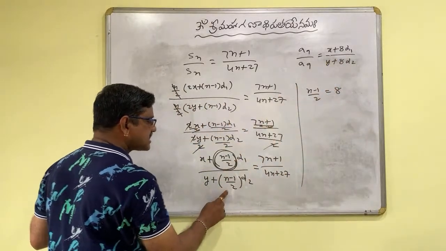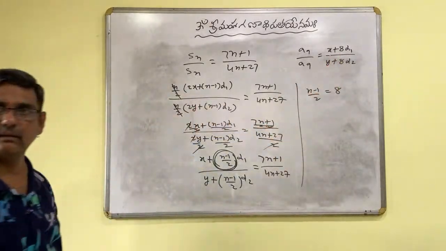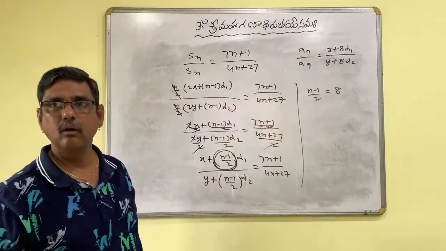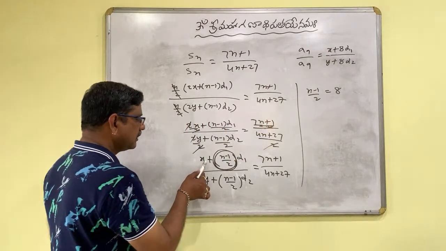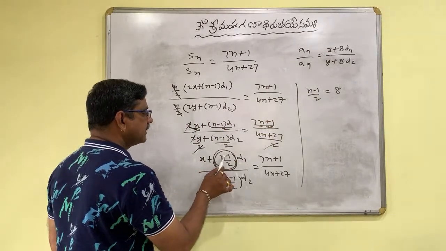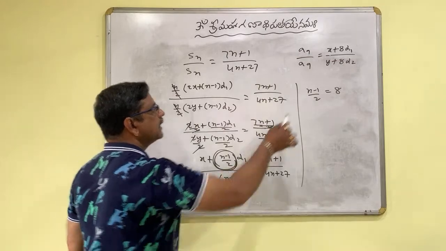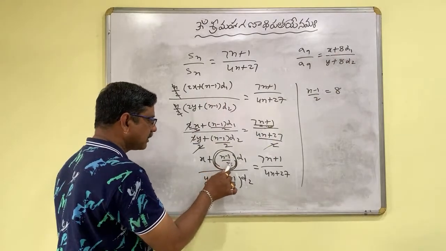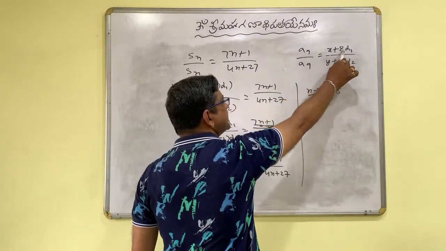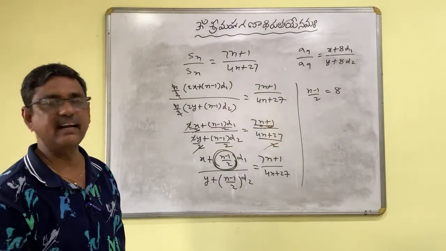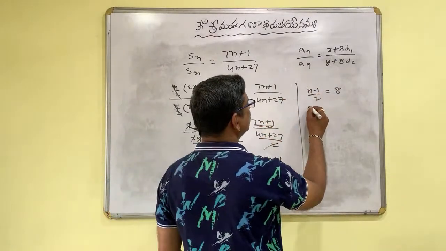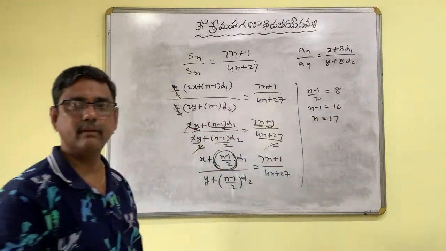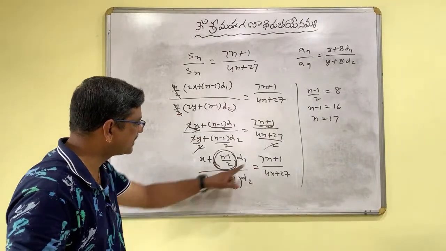What is the difference between this one and this one? Children, that is I want. What is the difference between this ratio and this ratio? Only difference is here in the place of (n-1)/2, here it is 8. So I took that. Then n minus 1 is equal to 16, n is equal to 17. Now substitute 17 over here in the place of n.